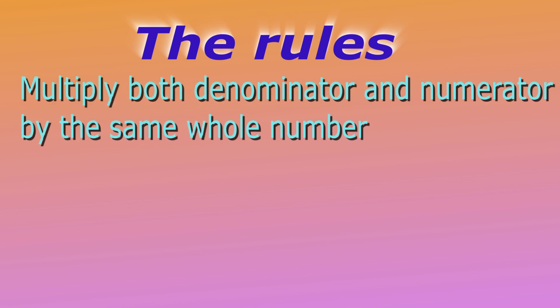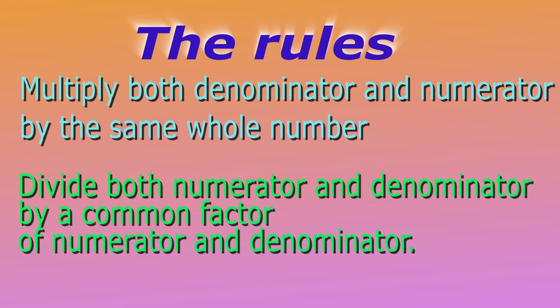So that's our basic set of rules for creating equivalent fractions. Either multiply both denominator and numerator by the same whole number, resulting in an equivalent fraction, or divide both numerator and denominator by a common factor of numerator and denominator, and that will result in an equivalent fraction.